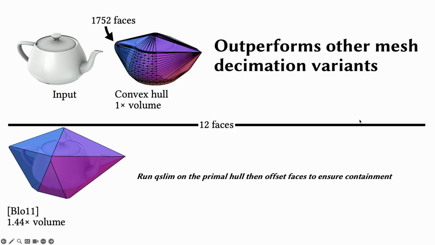Cool, let me show a few more results. Here I'm going to compare to other variants of convex hull simplification that work in a manner similar to mesh simplification. One idea I found on an old blog article is to just run QSlim on your original shape or on the convex hull of your shape. Let it not make a convex hull, and then afterwards use those faces and push them out just enough so that it's making a proper containing shape. This works okay sometimes, but tends to add a lot of volume.